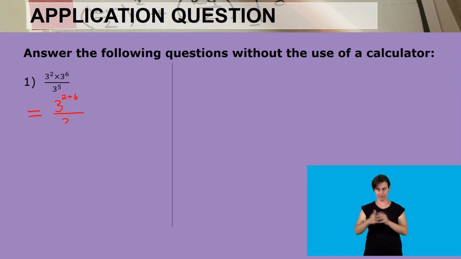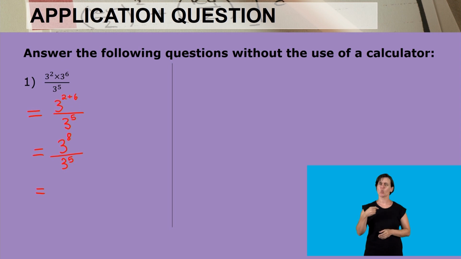Of course, this is still divided by 3 exponent 5. Now, with the numerator, we have 3 exponent 8, and of course that 8 comes from 2 plus 6. And then we have our 3 exponent 5. So we've already applied the multiplication part of our expression. Now we need to look at the division part of our expression.